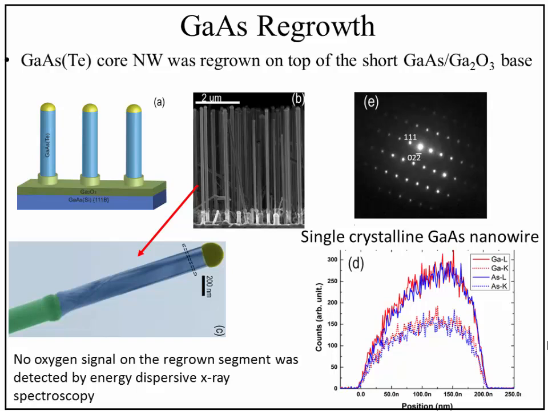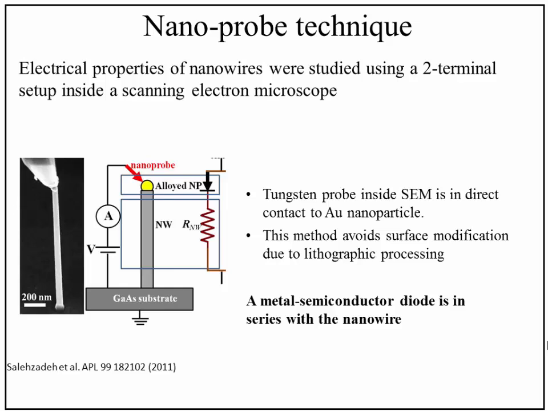on the nanowires. It's important to see how good these wires are in terms of electrical conduction. We use the nano-probing technique. It's a metal nano-probe inside a scanning electron microscope. It contacts the tip of the wire and applies a bias voltage to measure the current running through the wire.